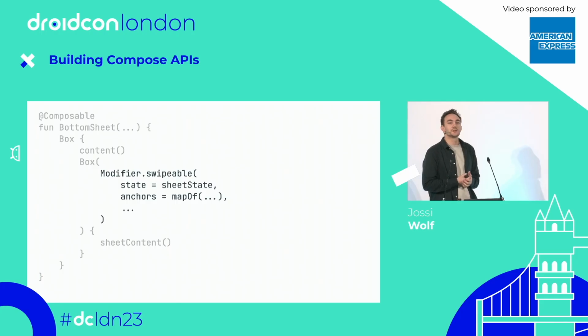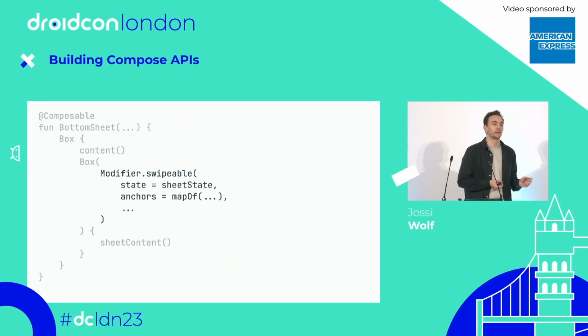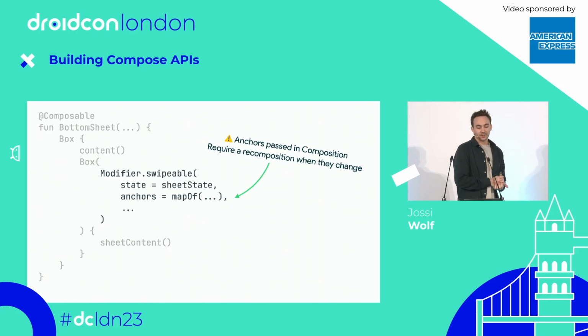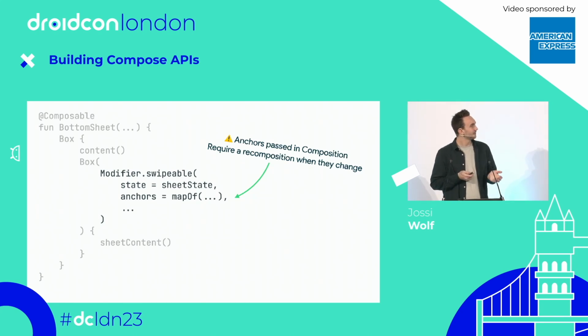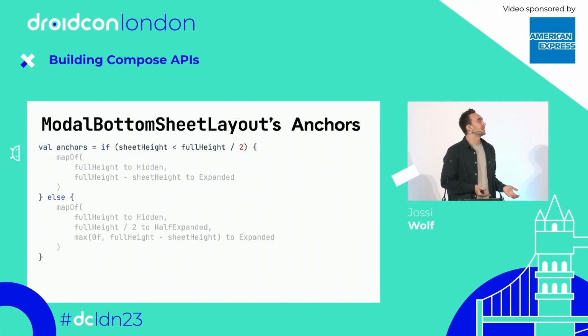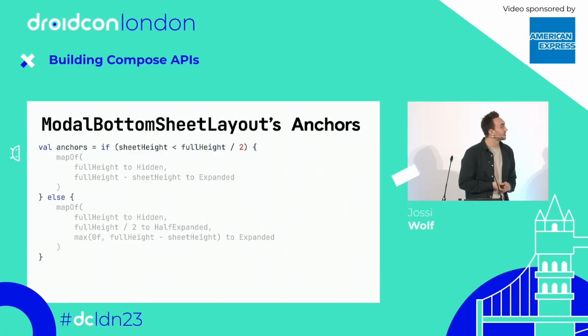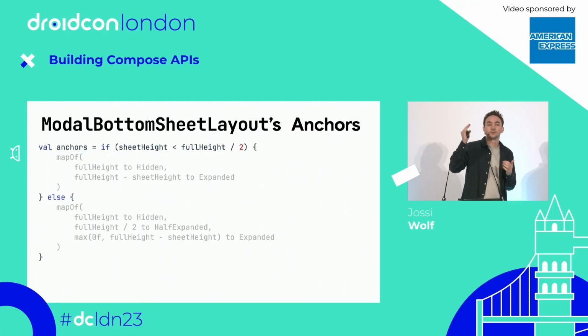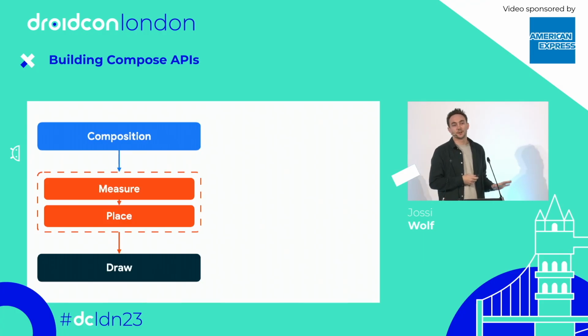That also means if we create this in composition, we need to have the data for these anchors in composition. And that also means that we would require a recomposition when these anchors change. Sounds like an issue? Maybe, maybe not. Well, for example, looking at modal bottom sheet layouts, anchors were defined based on the sheet height and the full container parent height. Now, if we look at the phases of Jetpack Compose, some of you may have seen this before.